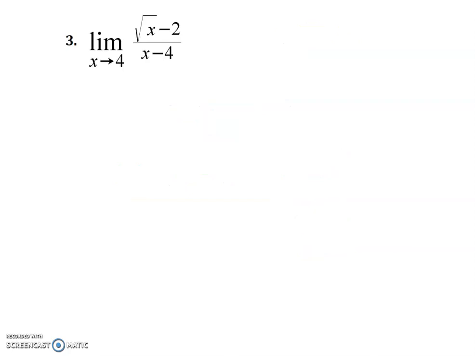The other type we're going to have today are ones with square roots. Okay, so we've got the limit as x approaches 4 of root x minus 2 over x minus 4. So if I plug in 4, square root of 4 is 2, so that's 2 minus 2 over 4 minus 4. Again, going to be 0 over 0. Okay, so with these square root ones, I'm just going to recopy this expression.